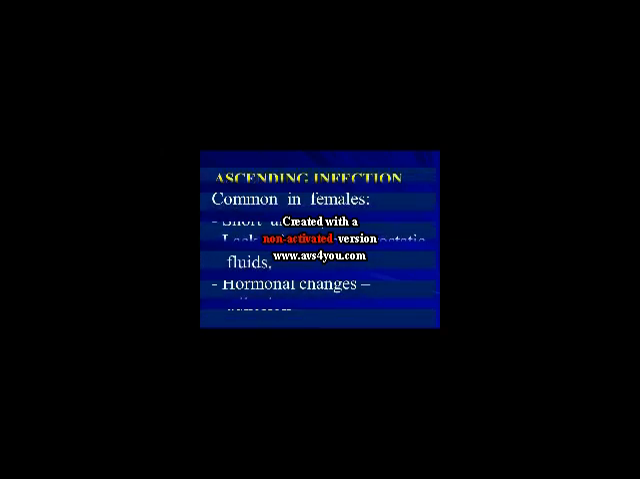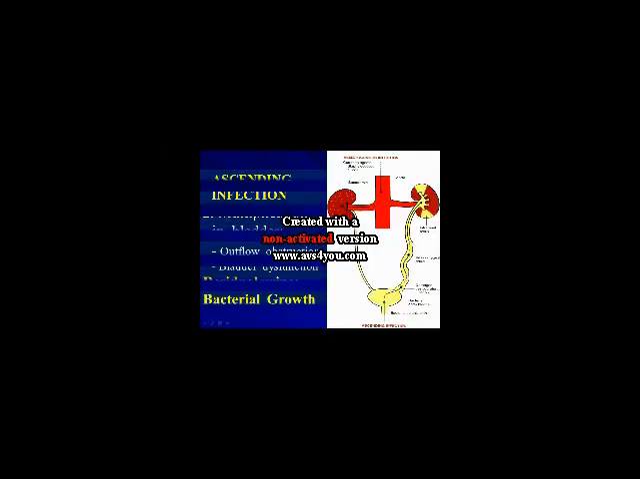Now, these ascending infections are more common in females because of the short urethra. Secondly, because there is a lack of the defensive effect of prostatic fluid, which contains many antibacterial components. And thirdly, hormonal changes. Female hormones affect the adhesion of bacteria to the epithelium. Therefore, these infections are more common in females.